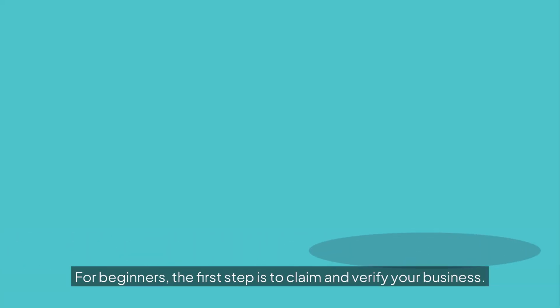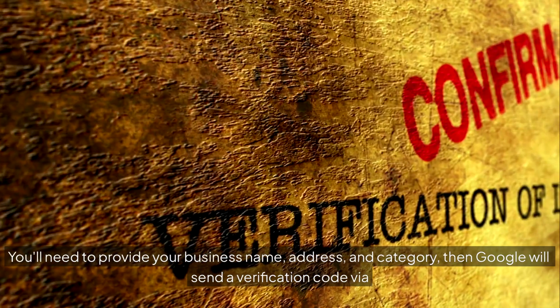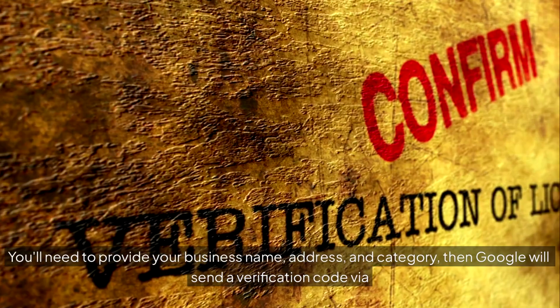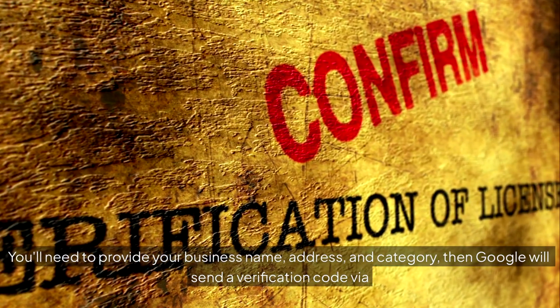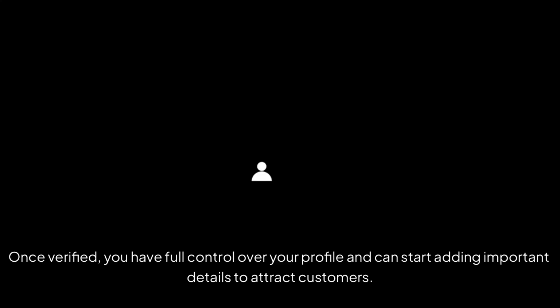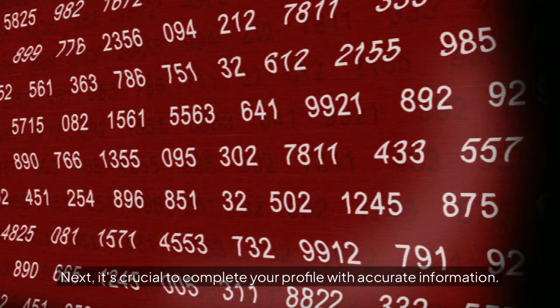For beginners, the first step is to claim and verify your business. You'll need to provide your business name, address, and category. Then Google will send a verification code via mail, phone, or email. Once verified, you have full control over your profile and can start adding important details to attract customers.